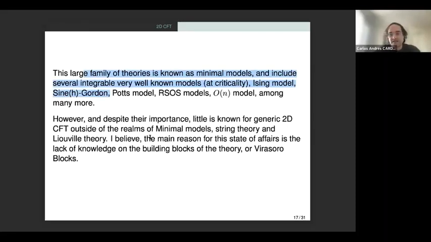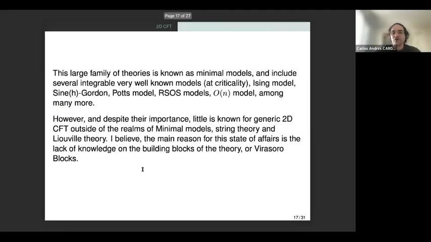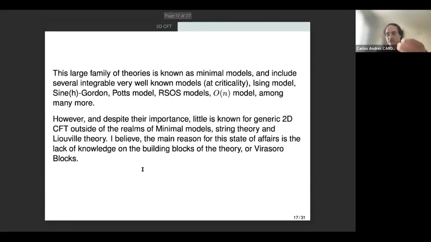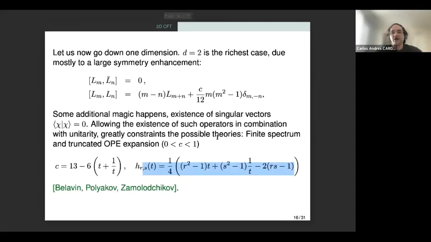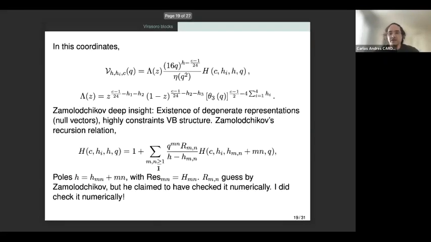However, my time is up. There are still a lot of theories that are not considered in this situation, which are theories that we call non-minimal or non-rational. And that's where the conformal bootstrap can start giving us information. We can use this conformal bootstrap to start probing these other theories in 2 dimensions that are not contained by minimal models. And that's something that I am thinking about and working on.